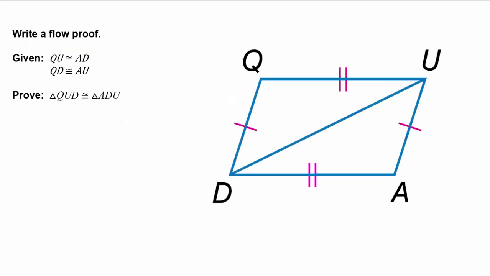So next we're going to write a flow proof. Basically what a flow proof is, it's a flow chart that flows in a direction where you're trying to prove something given some constants. So it's better just to show you instead of to explain to you what it is. It might just confuse you. So let's just start with this example here. You're given that QU is congruent to AD and QD is congruent to AU. Using that information that you have there and then the diagram itself, you need to prove that QUD is congruent to ADU.